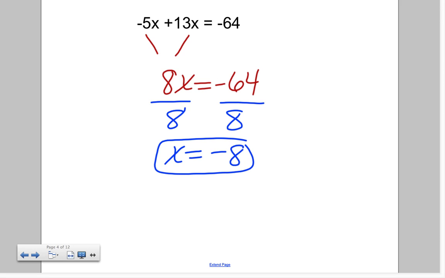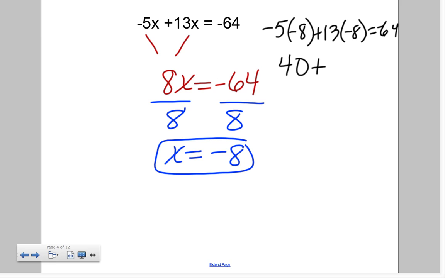Now, again, when we do our check, we have 2 multiplication problems and an addition problem. That's all we have. So what is negative 5 times negative 8? Positive 40. Nice. And now 13 times negative 8. What do we got? Autumn? 112. Oh, negative 112.